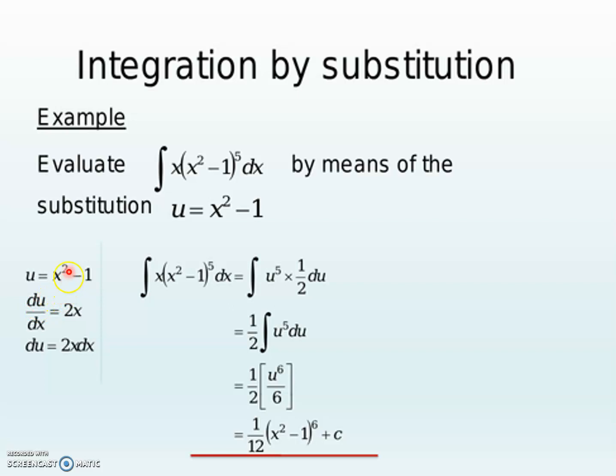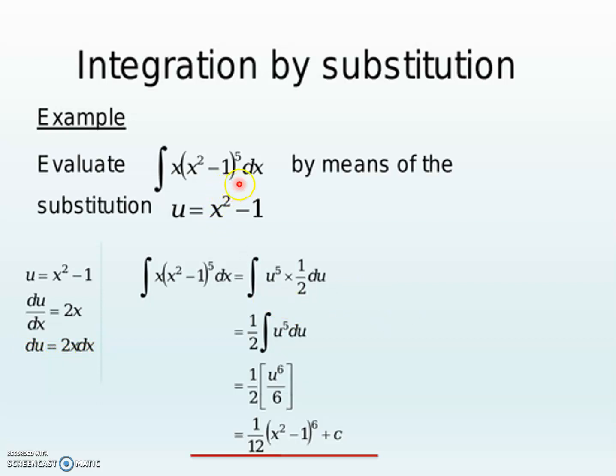We know the derivative of x square is 2x, and the derivative of a constant is 0. That's why du is equal to 2x dx. Instead of x dx, we have to substitute 1 upon 2 du. Instead of x square minus 1, we have to put u raised to 5 there. Be careful: instead of x dx, we substitute 1 upon 2 du.